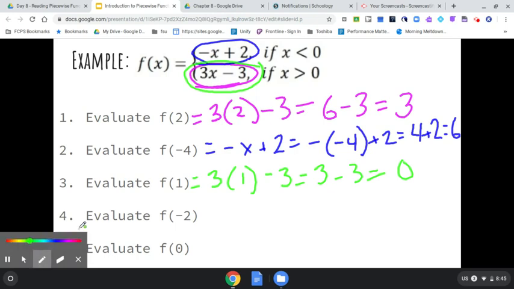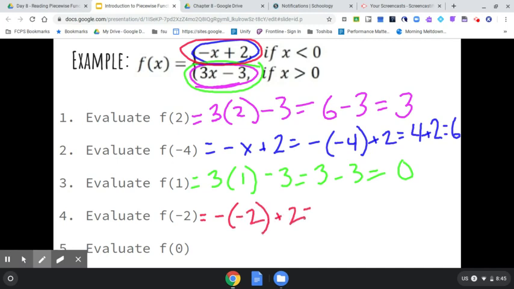The next example, f of -2. If I look at my domain, is x less than 0? Yes, I'm going to be using this top equation. So the opposite of my x value, -2, plus 2. The opposite of -2 is +2, plus 2 is 4.